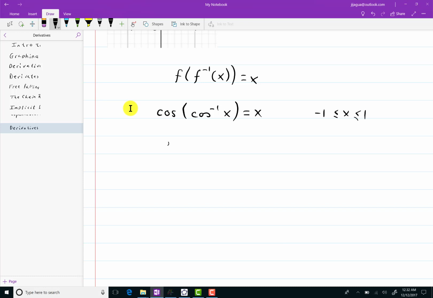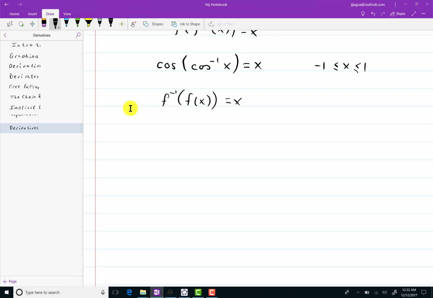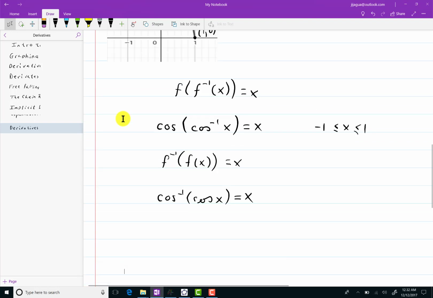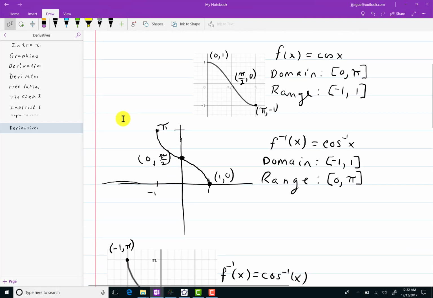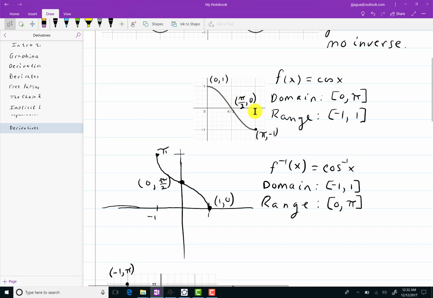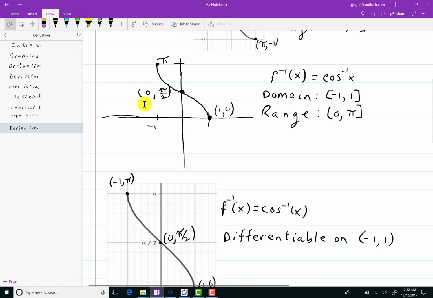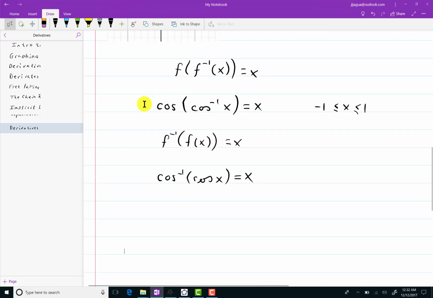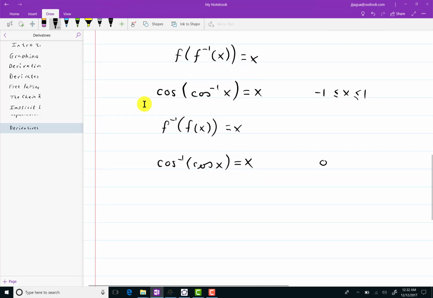Next, we have f inverse of f of x equals x, and same stipulation as before. We could have some issues. So we have cos inverse of cosine of x equals x. But now, where is cosine defined? Well, in order to have this inverse discussion, cosine, remember, is defined only from 0 to pi. So this is good for x between 0 and pi.